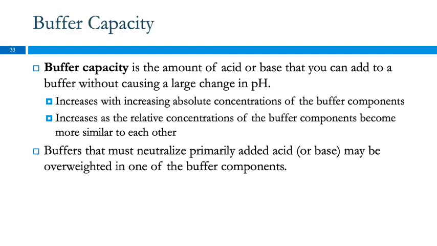So when we talk about buffer capacity, I know it's getting late. Buffer capacity is the amount of acid or base that you can add to a buffer without causing a large change in pH. You're going to have larger buffer capacity if you have larger absolute concentrations of the buffer components. And having more similar concentrations will also increase the capacity. Now, sometimes you know that your buffer is mostly going to have to deal with acids or mostly going to have to deal with bases. And so then you might stack it in that direction to neutralize that.